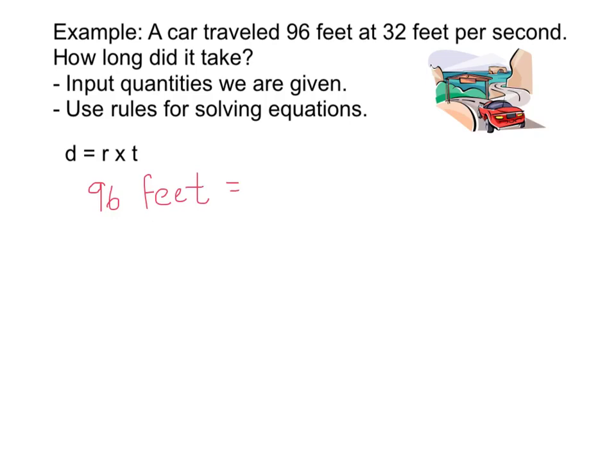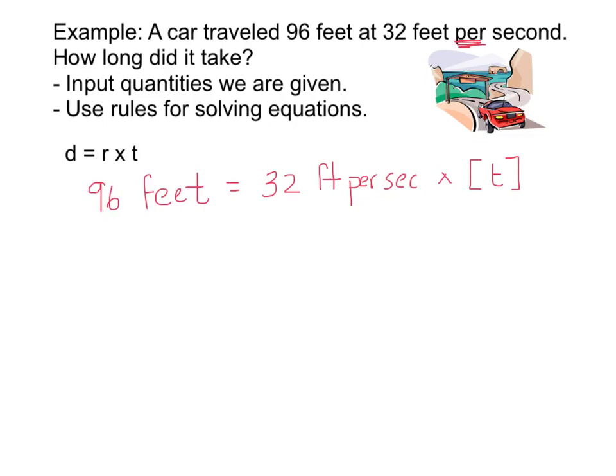Do we have a rate? Yes, we do, because I see that word per up there. So that means I've got 32 feet per second. And do I have a time? No, that's what we're trying to figure out, is how long this took.